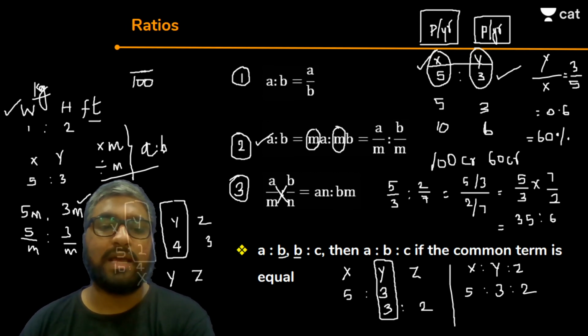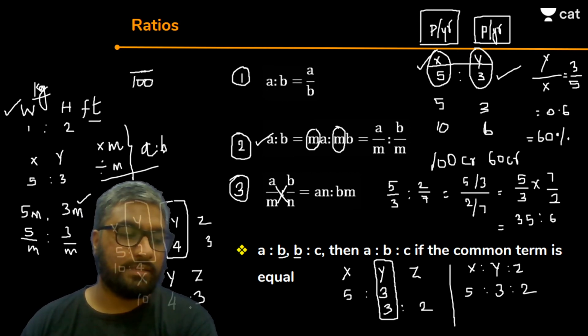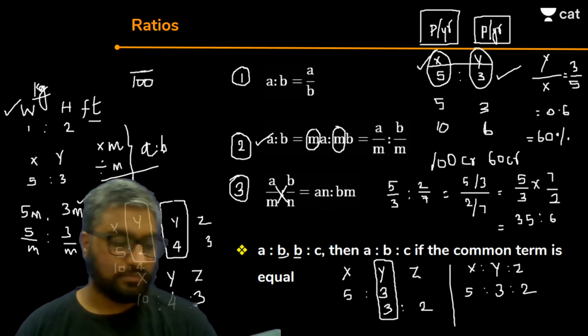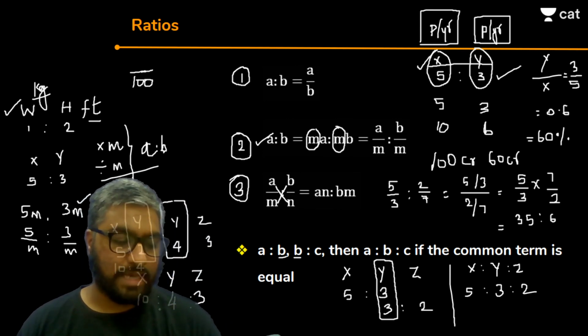So now what do I have? 10:4, 4:3. So now I can combine it as 10:4:3. Clear? Yes. Correct.